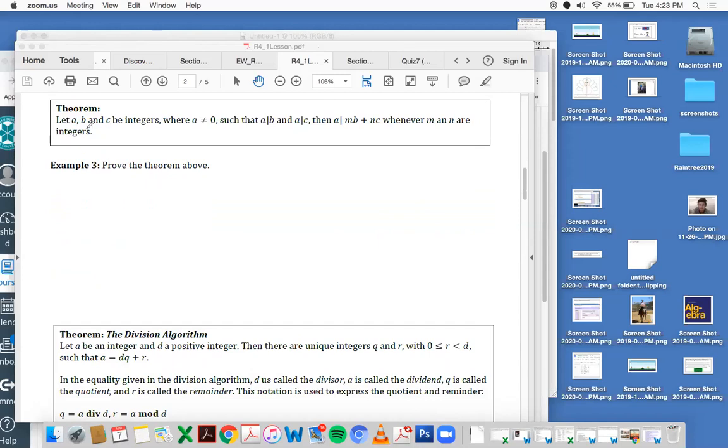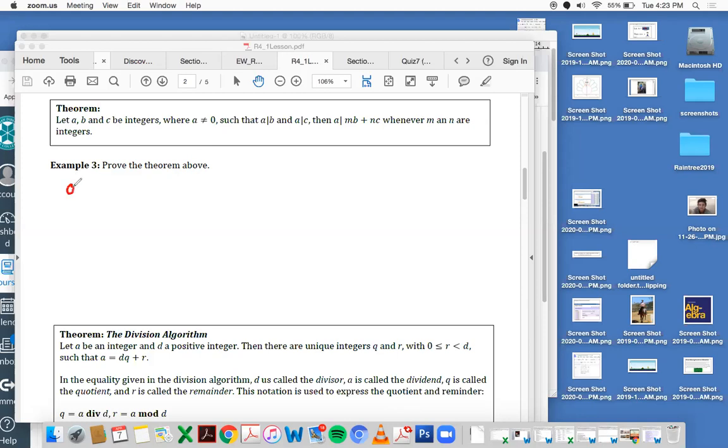Okay, so this theorem says A, B, C are integers, A is not equal to 0, such that A divides B and A divides C, then A divides MB plus NC whenever N and M are integers. So this is like a combination of the first two parts of the last theorem, because it's a linear combination of B and C. So we're multiplying and adding at the same time, right?